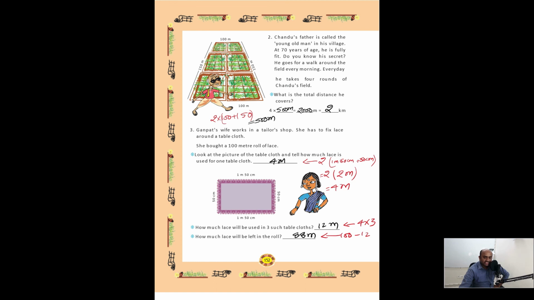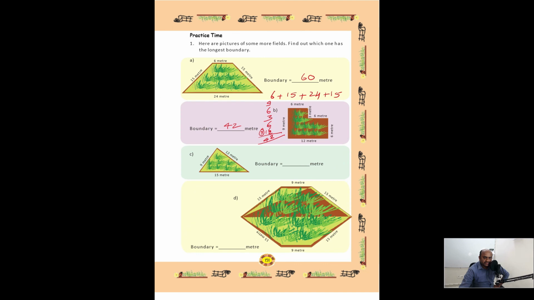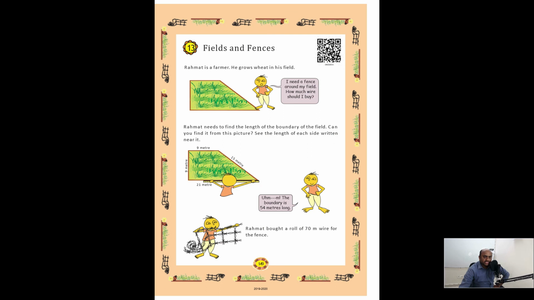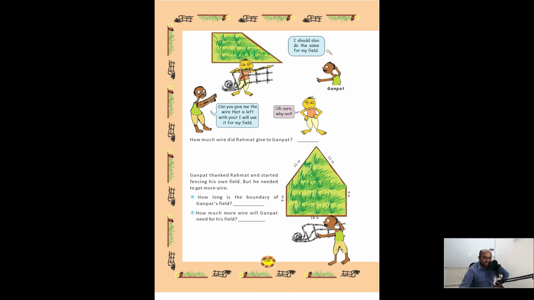Okay. So quickly, shall we go for a recap. Today what we learnt is we have seen Rahmat's fence. In Rahmat's fence, he thought of purchasing a fence, and he purchased some 70 meters, of which 54 meters were required for the boundary of his field, and he gave the rest of it to Ganapat's field. Ganapat's field is around 66 meters, so he requires 50 more meters.